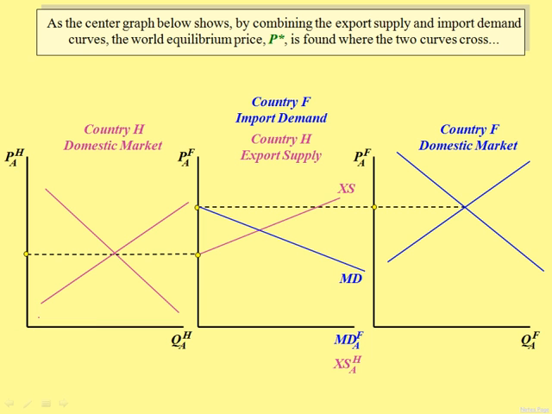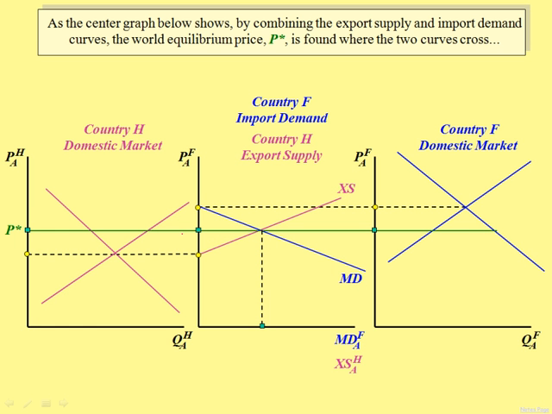Well, if we focus just on the center graph, then by now you know that the intersection of the export supply and the import demand will determine the equilibrium trade of this commodity on world markets. Both the quantity and the price will be determined by the intersection of those two curves. That will determine, as I said, the equilibrium world price.